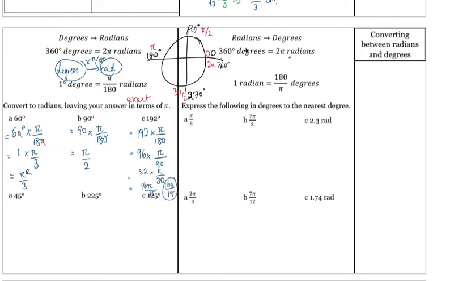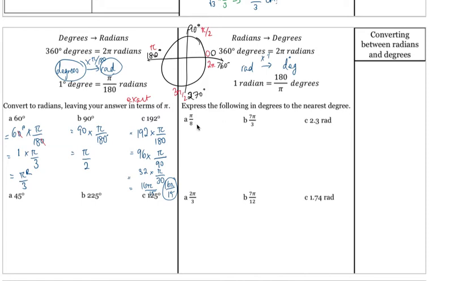Now we want to go radians to degrees. We know that 1 radian is equal to 180 on pi degrees. How do we get there? Well, 360 degrees is equal to 2 pi radians. For 1 radian, divide both sides by 2 pi, so it'd be 360 on 2 pi, which is 180 on pi. So if we are going from radians to degrees, we've got to multiply by 180 on pi. So off we go.